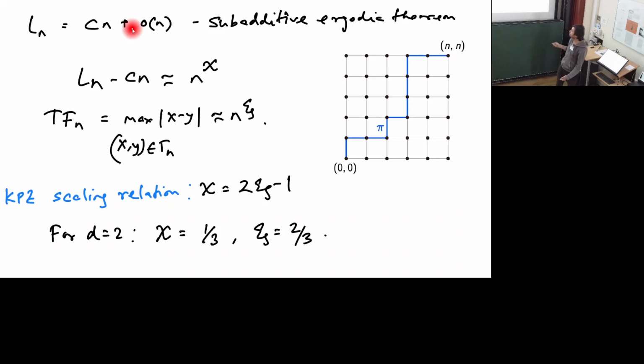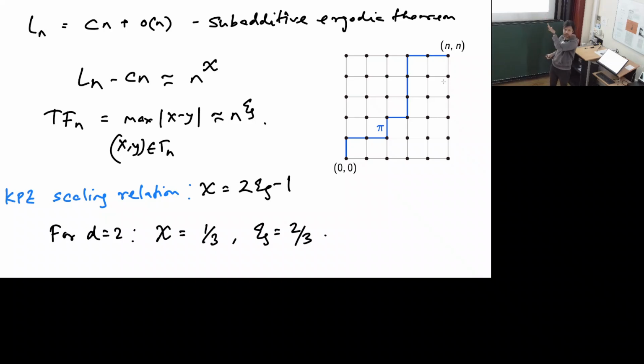So let's call that power chi for the moment. And the other more geometric observable is the transversal fluctuation of the geodesic. The geodesic is some path going from origin to (n, n), and you can see how much it deviates from the straight line joining the endpoints. If the path was just a simple random walk, then this would be like square root n.